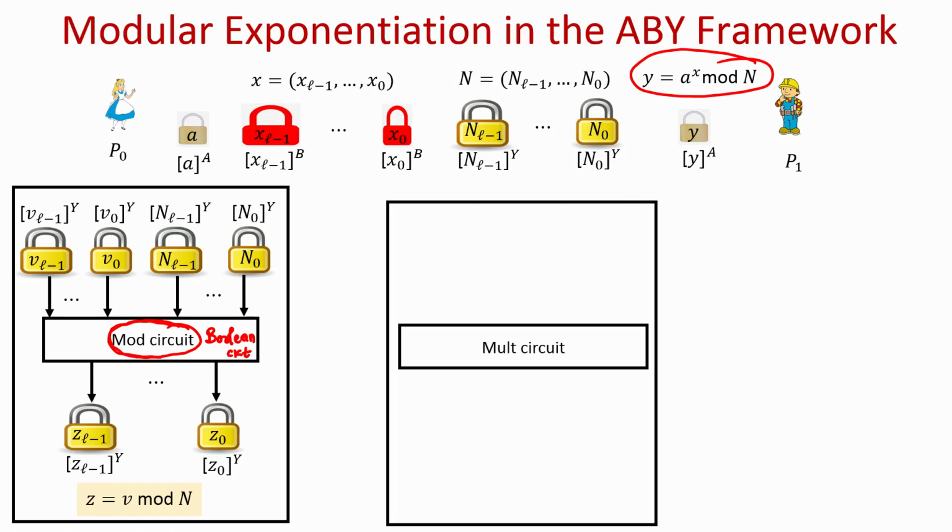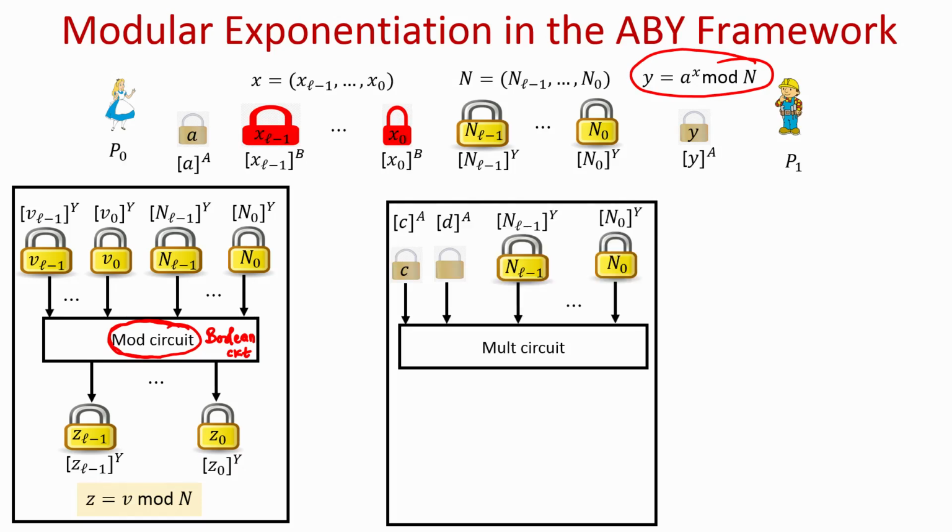We will also invoke a multiplication circuit which will take two inputs in arithmetic secret shared fashion and the bits of n in the Yau representation, and it produces the result E, which is the product of the inputs C and D modulo n. Okay.